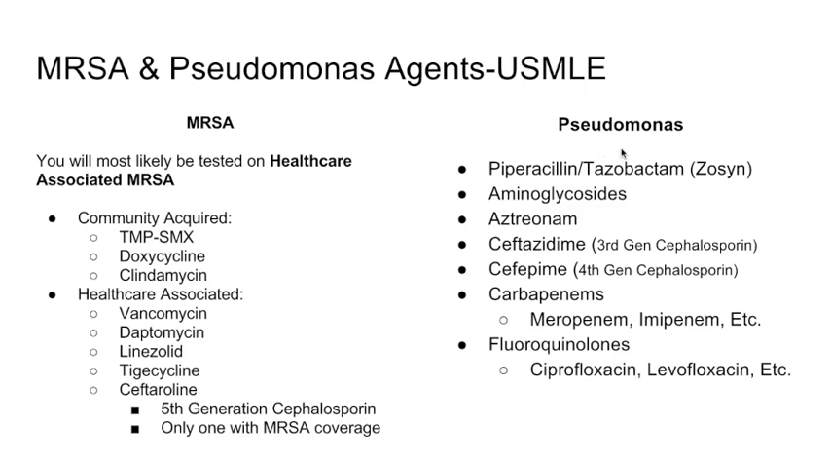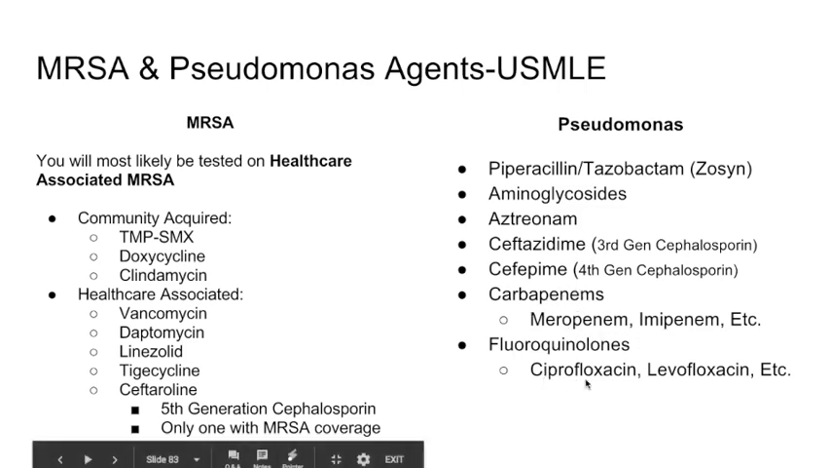For Pseudomonas infections, which is gram-negative, it's a pretty nasty bug, and you need a heavy-duty antibiotic to cover it. So first line for Pseudomonas is Zosyn, so piperacillin and tazobactam. Aminoglycosides are pretty good at Pseudomonas coverage. Aztreonam as well. And do you remember what aztreonam is? Yes, it's one of these one-ringed beta-lactams that doesn't cross-react with penicillins, and you can give it to patients with penicillin allergies. Good job. Ceftazidime, which is a 3rd-generation cephalosporin, covers Pseudomonas. Cefepime covers Pseudomonas, and then the carbapenems, meropenem and imipenem, and also fluoroquinolones, Cipro and Levo.